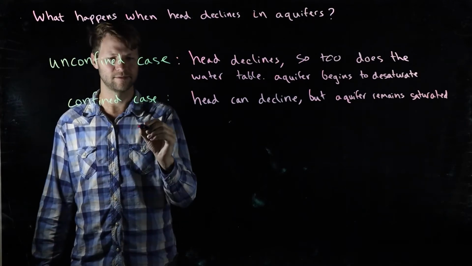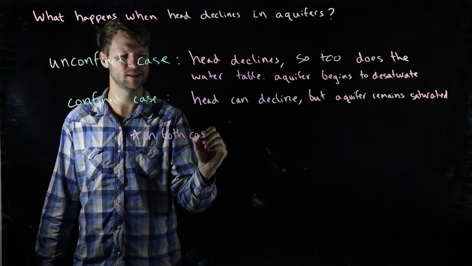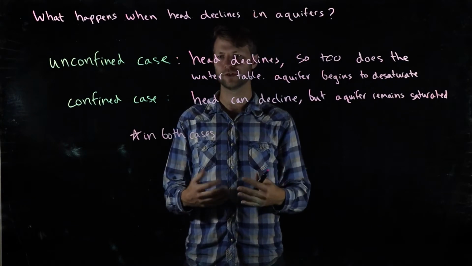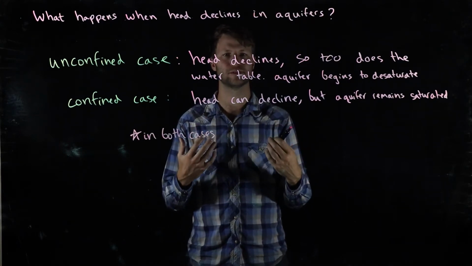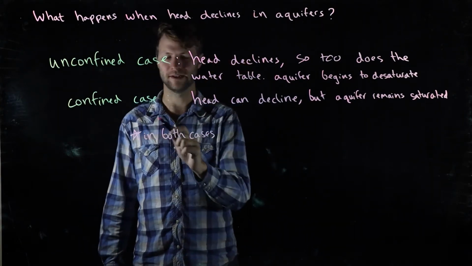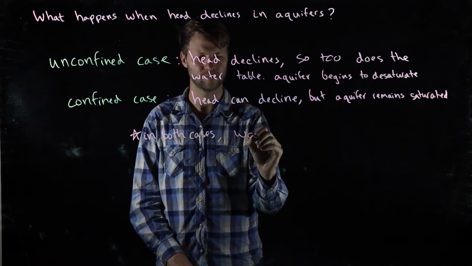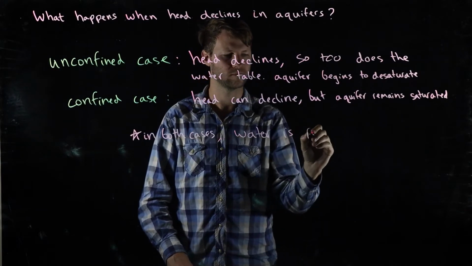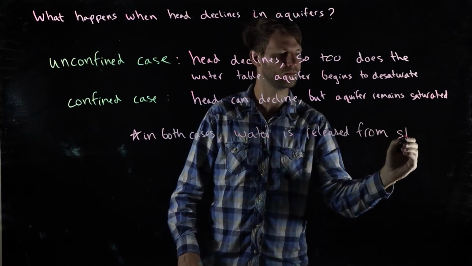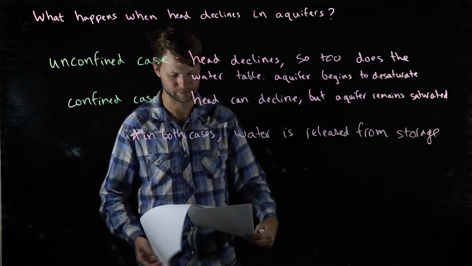Importantly, in both of these cases, when the head goes down, water is released from storage in the aquifer. So water is being removed from the aquifer. In the unconfined case, it's draining, but there's something slightly different happening in the confined case, which we will speak about in great detail. Water is released from storage when the head declines in an aquifer.